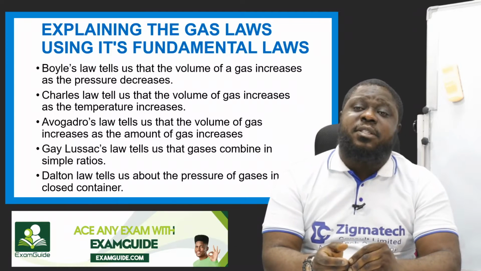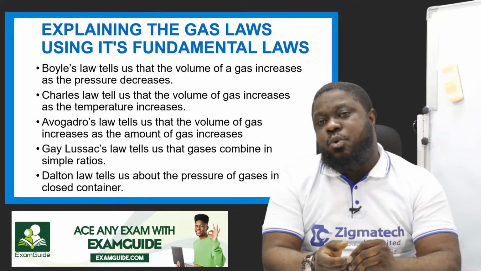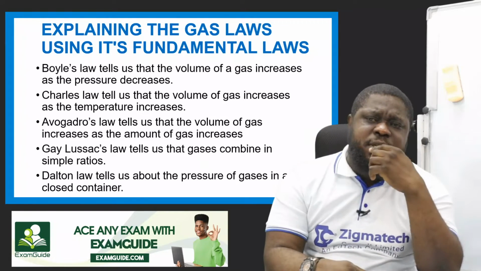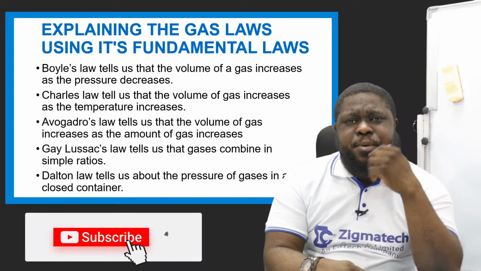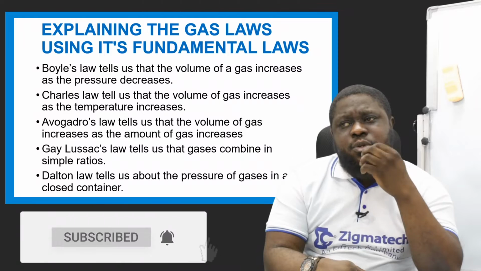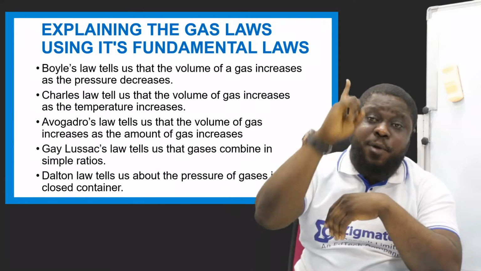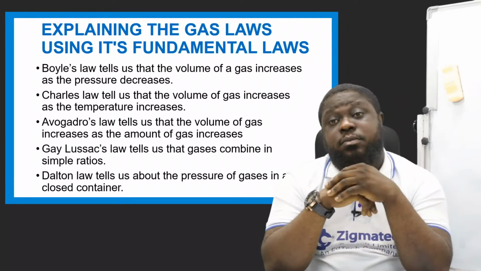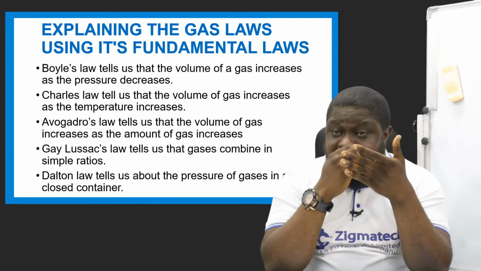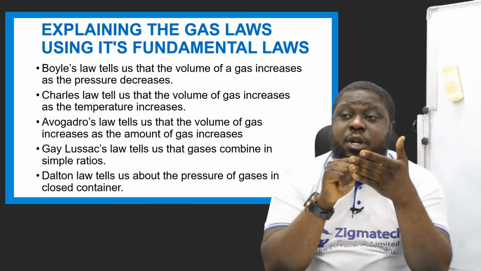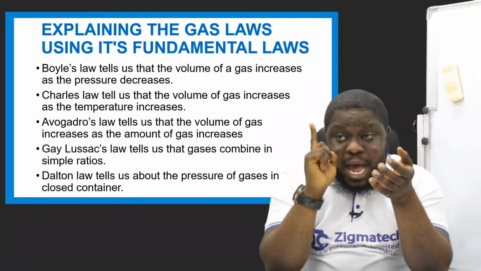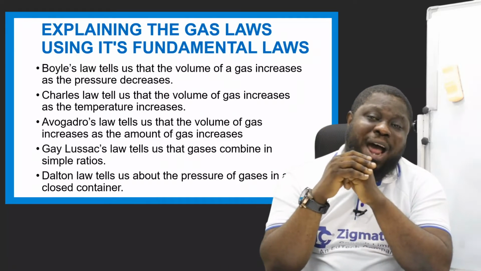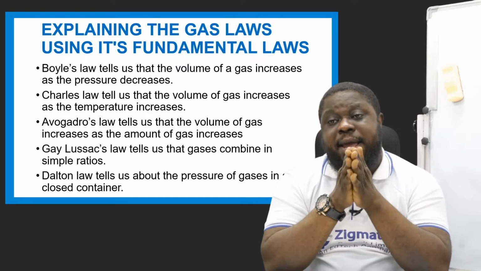Now Gay-Lussac's law tells us that gases combine in simple ratio. If I put hydrogen and oxygen, it gives me water. There's a simple ratio there, 2:1. And the product will give me only one product. In essence, the 2 ratios has combined and give me one simple ratio. So the 2:1, hydrogen has 2, oxygen has 1. So the 2:1 has given me 1 molecule of water. In essence, both of them combine in a simple ratio and gave me 1 ratio.